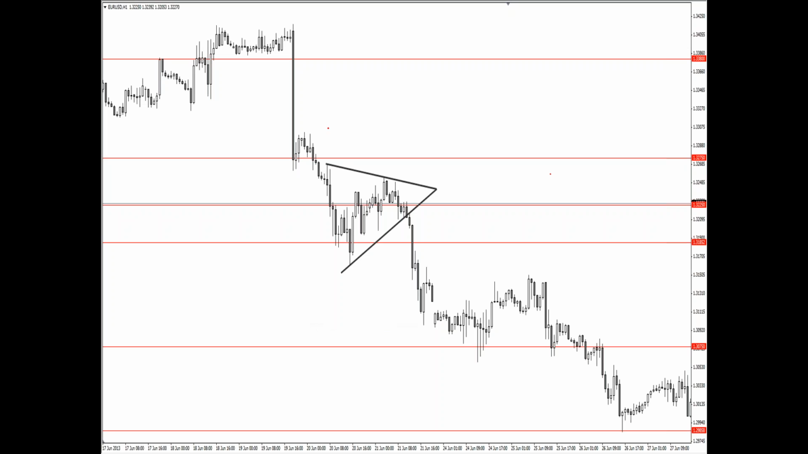Okay, this is the first example of a symmetrical triangle, and when you see a symmetrical triangle that has basically some form of a flag, this can also be counted as a pennant. So this is a pennant, right? This is a flag, this is a flag pole, and the actual height of the flag pole is added to the breakout part of this pennant, and that is the actual target.